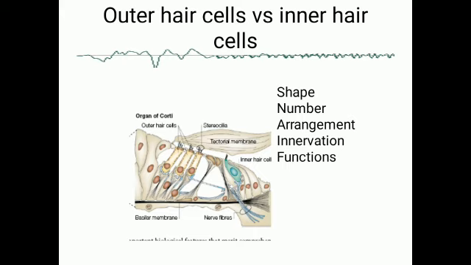Innervation, 95% of the afferent nerves arise from the inner hair cells, which are principally sensory in function, whereas only 5% afferent fibers arise from the outer hair cells, and they mainly receive the efferent nerve fibers from the superior olivary nucleus in the medulla. And function wise, inner hair cells are the principal sensory cells picking the sound signals, whereas the outer hair cells modify the cochlear input.